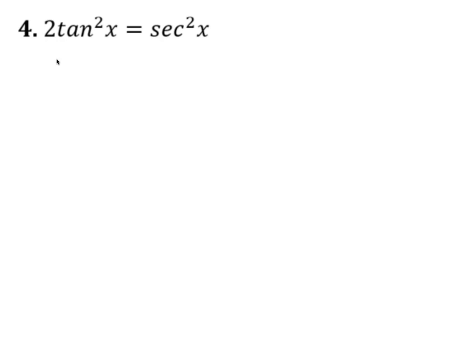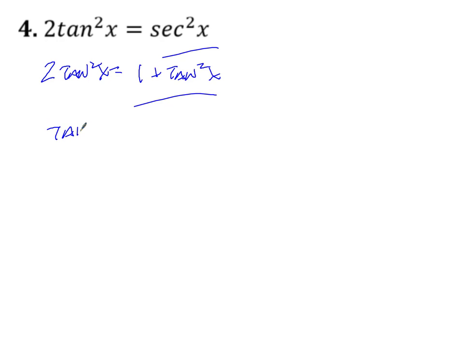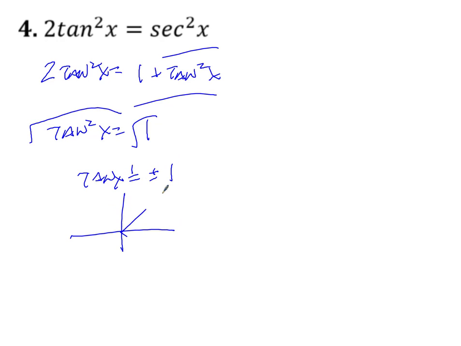And this last one, I'm just going to set this up for y'all. Remember, secant squared equals 1 plus tangent squared. So I'm just going to replace that with that. Bring this over here, and you end up with tangent squared of x equals 1. Take the square root. Tangent of x equals plus or minus 1. That means it's going to be the same reference angle in all 4 quadrants.